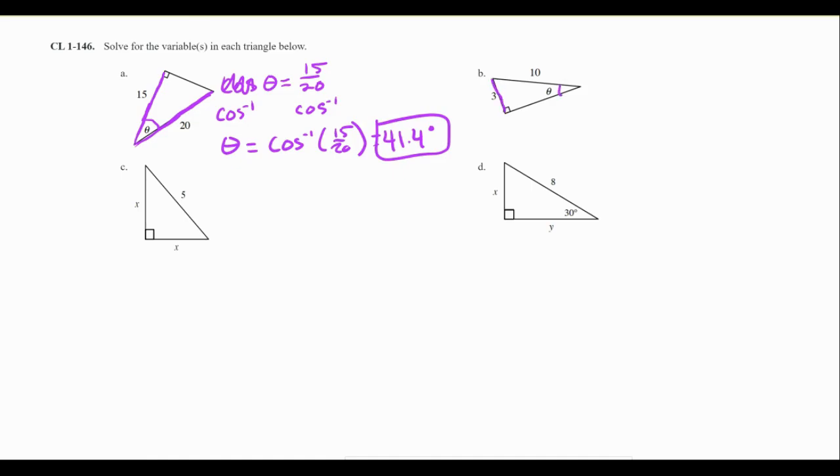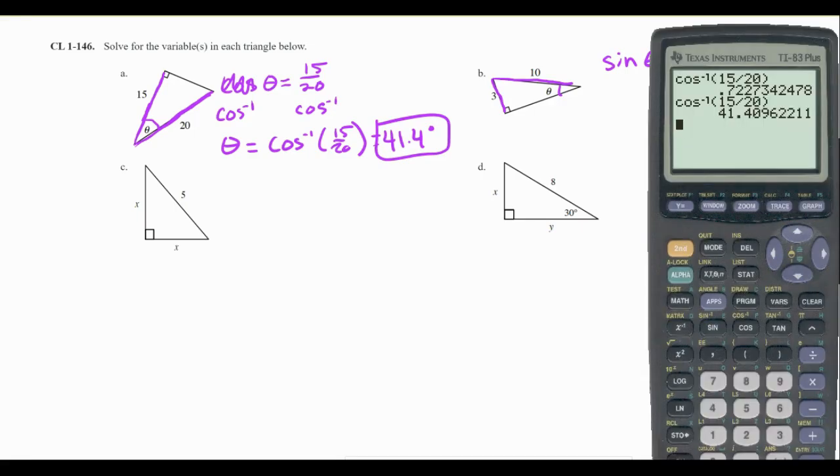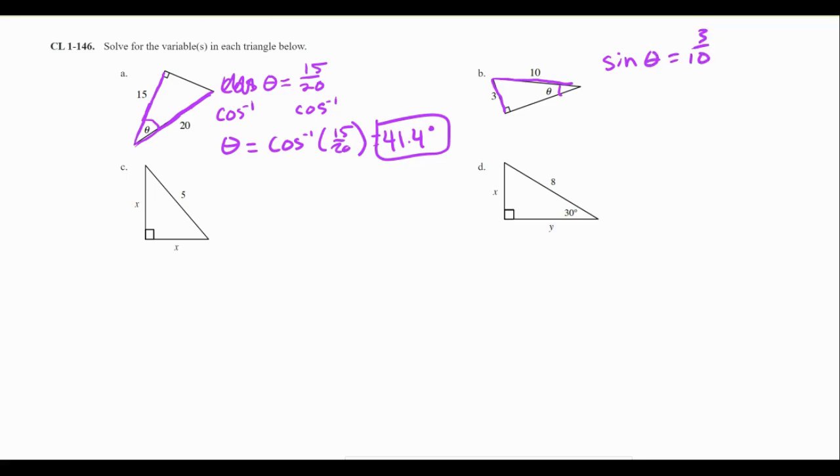Second one here, we're also going to be looking for an angle. The only difference here is that I have the opposite side. So I'm going to use sine of the angle equals the opposite side over the hypotenuse. I bring back my calculator. I have the second option again, so I get the inverse of sine of 3 over 10, and that gives me about 17.5 degrees.